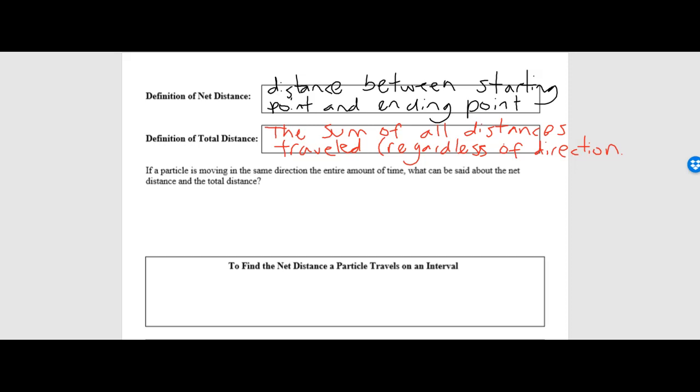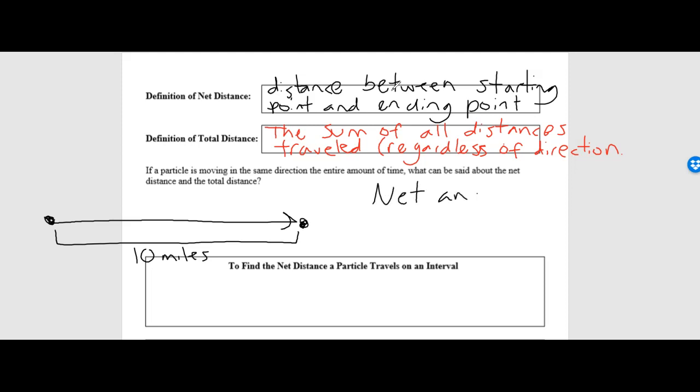Well, if they're moving right the entire time, if somebody starts here and moves right the entire time, and let's say they end here, well, what's true about the net distance compared to the total distance? Let's just call this distance 10 miles. Well, the net distance and the total distance would be the same.